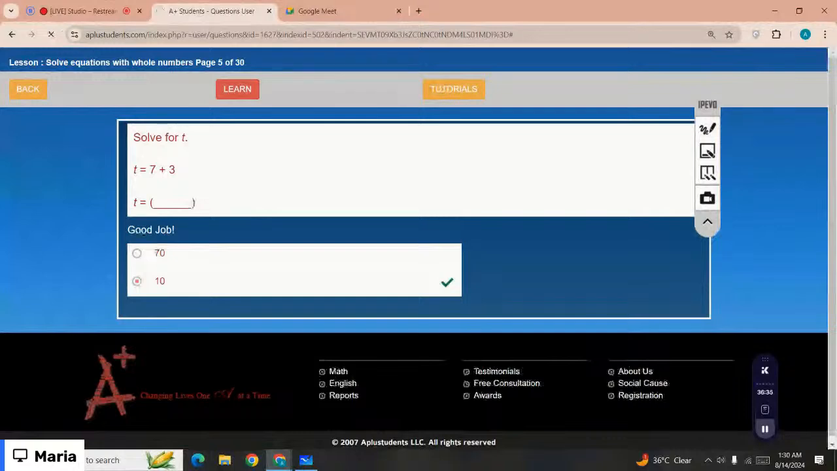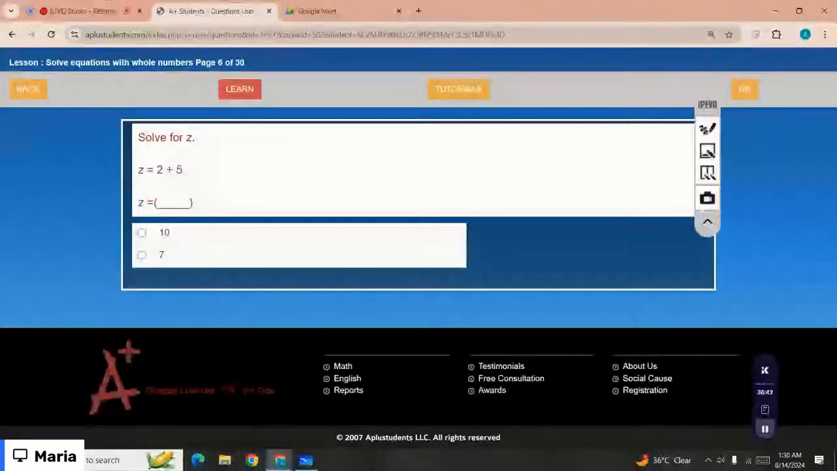The next one is solve for z equals 2 plus 5. So which is the correct option? The correct option is 2 plus 5, that is 7. So option number 2 is the correct option.